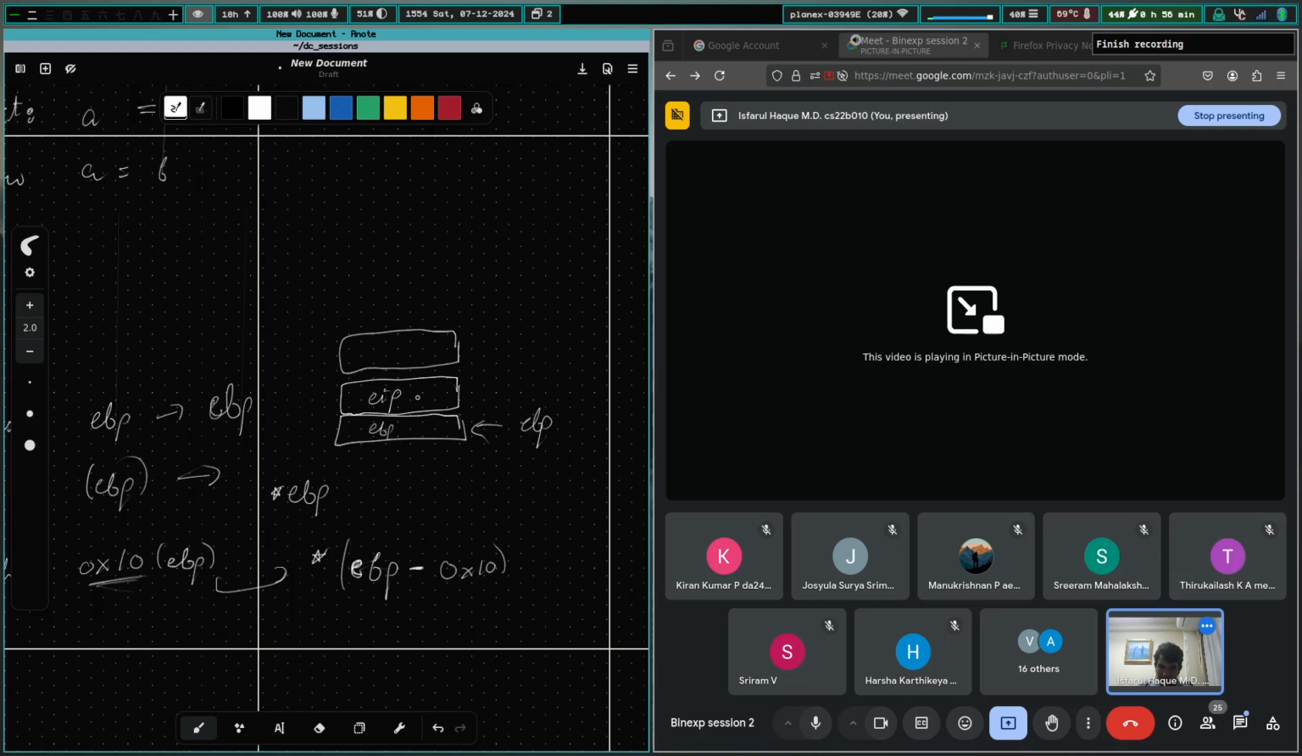EBP minus 0x4... yeah, EBP plus 0x4 points to old EIP. EBP plus 0x8 points to the first argument. And this is the reason you pushed in the other way. So arg2 comes here, and arg3 comes here. So I think you can get a general formula for argn using this.